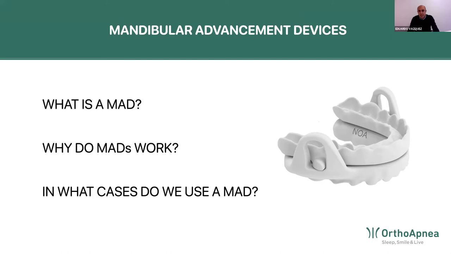There are many publications nowadays that state that the efficacy of MADs is based basically on the maintenance of the mandibular protrusion. When do we use MADs? MADs are basically used for the treatment of simple snoring and also for patients with sleep apnea, basically patients with an apnea hypopnea index between 5 and 30, except in those cases where patients have medical comorbidities, like for example cardiovascular disorders, that do not allow the use of a MAD. In these cases, it would be preferable to use a CPAP for the treatment of the patients.